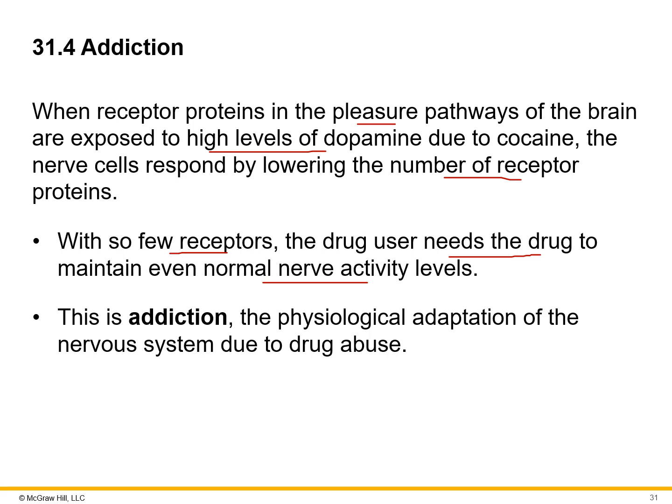That further feeds into that reward system and ultimately leads to addiction, which is the physiological adaptation due to drug abuse. Now the body feels like it has to have it in order to be at normal, because we've reduced those receptors, we've changed the chemistry in the brain, and now we need that drug to feel normal.